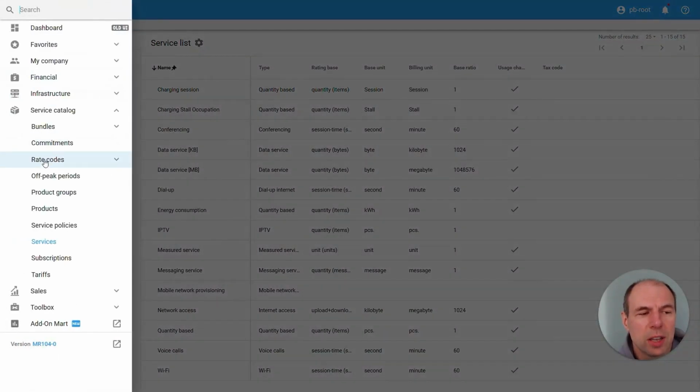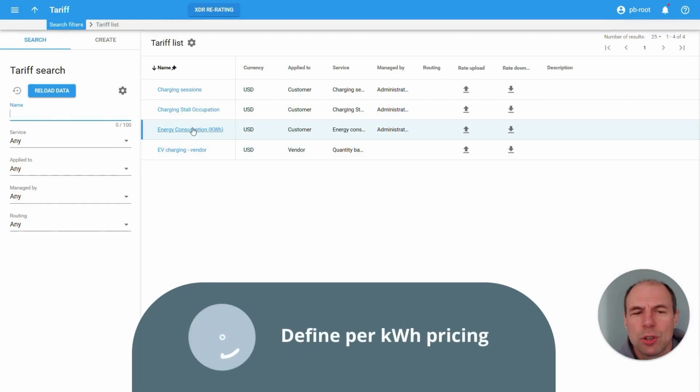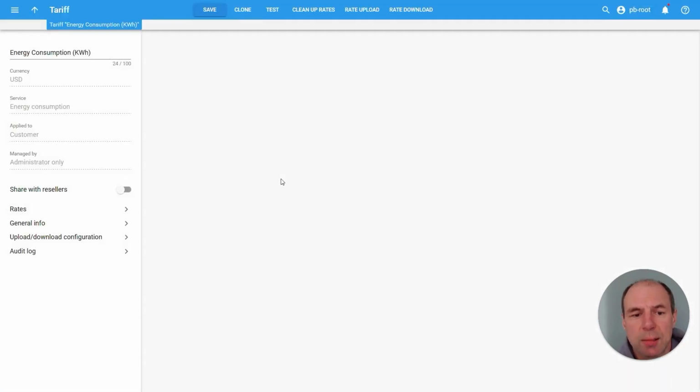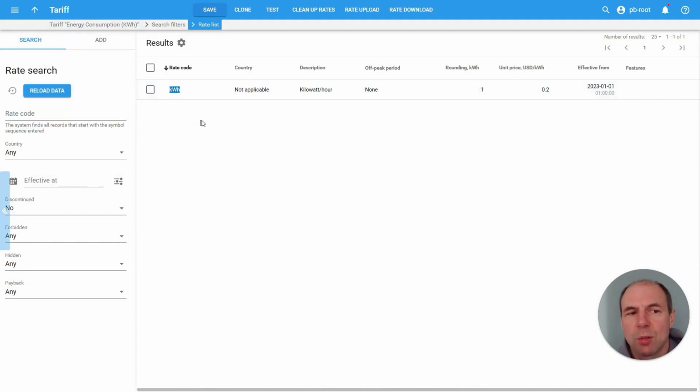Then what I have is a tariff, which defines our regular rates for energy consumption at the station. And here you just need a single rate, which says a kilowatt hour is going to be charged at 20 US cents per kilowatt hour. Very basic, very simple. We can add a lot of flexibility if we need to, but for now, this is sufficient.